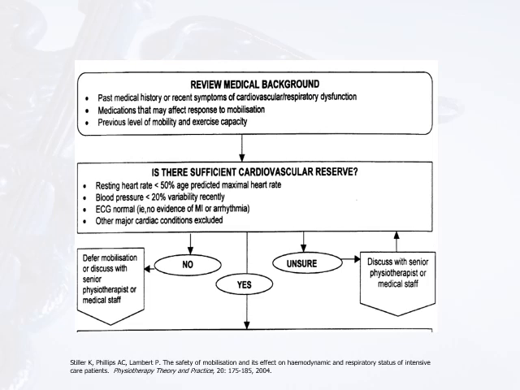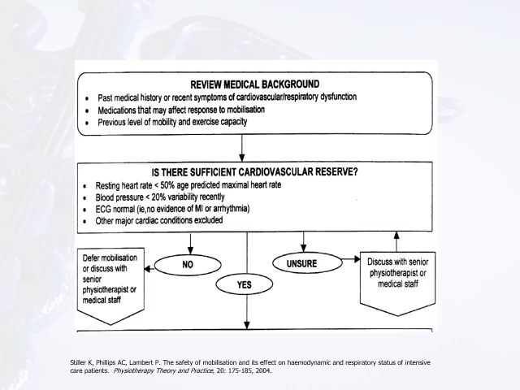As you can see, the first thing, of course, is reviewing the medical background and reviewing the medical chart as we talked about. The next step is: does the patient have enough cardiovascular reserves? Some things that they point out to look for are a resting heart rate less than 50% of age-predicted maximal heart rate in lieu of another predisposing factor. Is their blood pressure less than 20% variable recently in the same position? Is their ECG normal, or at least is there no evidence of acute MI or dysrhythmia that would stop you from proceeding to mobilize the patient? And are other major cardiac conditions from an acute perspective excluded?